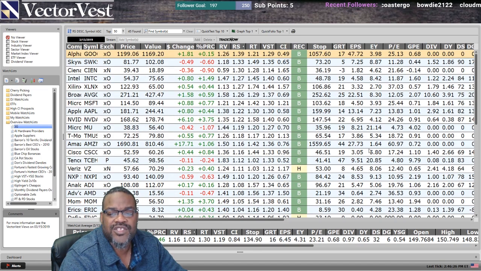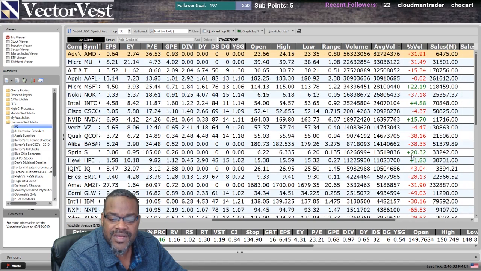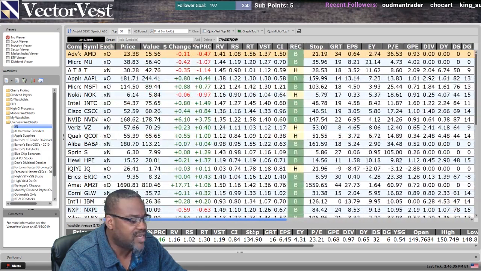Let's go sort this list again by average volume. Let's look at the stocks that are trading the most. Sort the list by average volume. All right, the most heavily traded ones at the top of the list.